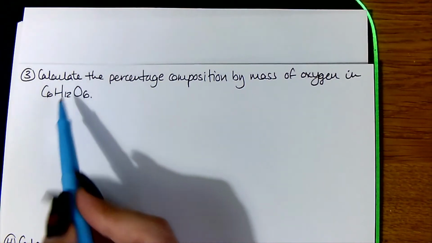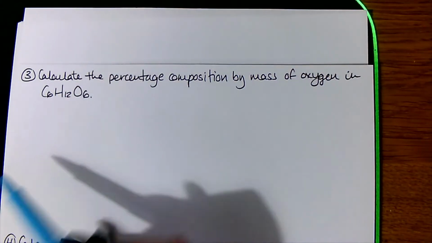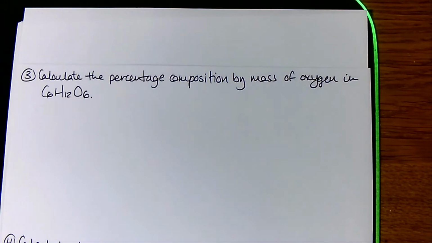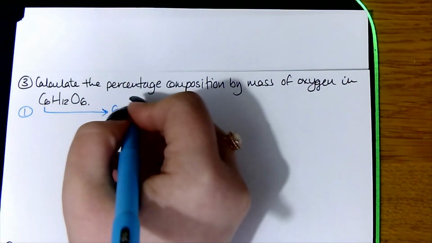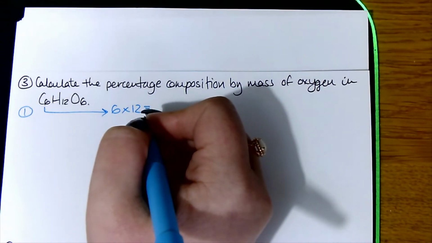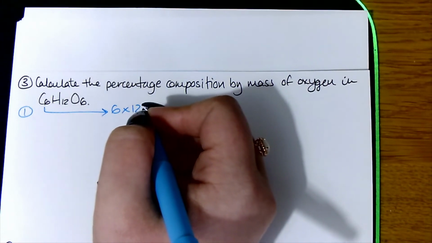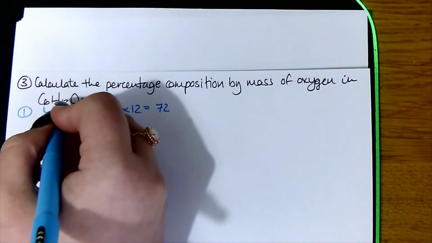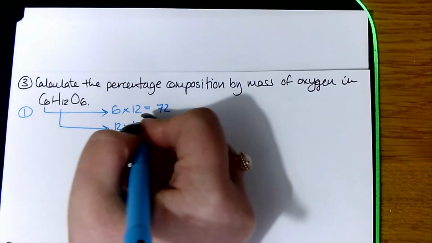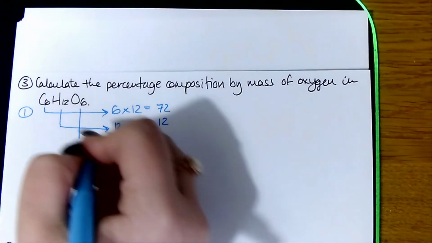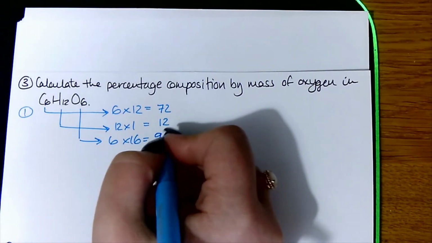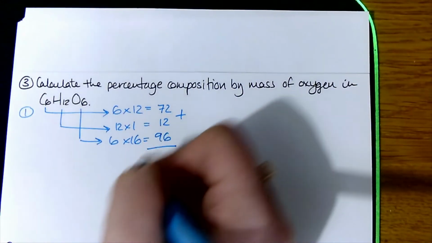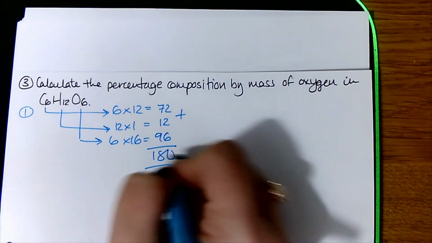Here in question 3, we are asked to calculate the percentage composition by mass of oxygen in C6H12O6. Again, our first step is to calculate our gram formula mass. Carbon has a relative atomic mass of 12, so it's 6 times 12, which is 72. Hydrogen has a relative atomic mass of 1, so 12 times 1 is 12. And as before, oxygen has a relative atomic mass of 16, so it's 6 times 16, which gives you 96. If you add all these up, you get to 180.